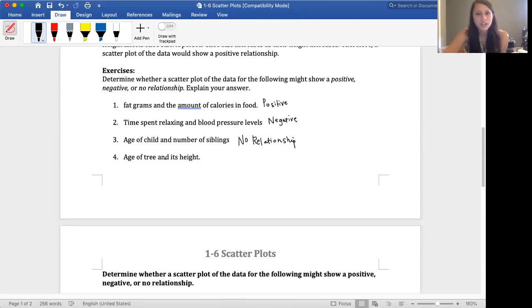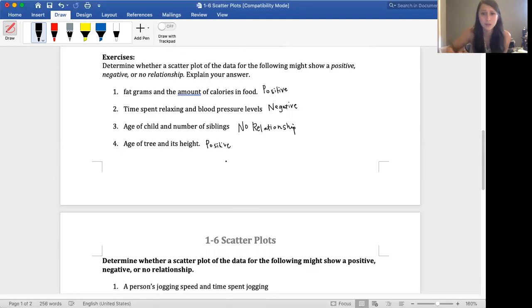Number 4, age of a tree and its height. So as time goes on, will the tree grow taller? Will it stay the same? Well, hopefully a tree will grow, right? So that would be, as the time goes up, the height goes up. So both go up means it's positive. Positive, I think. Can't really see that very well.